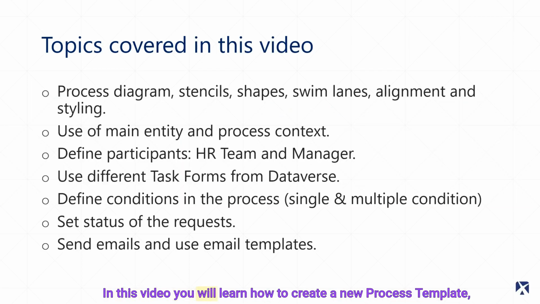In this video, you will learn how to create a new process template, use stencils, shapes, add swim lanes, align and style shapes. You will also learn to use the main entity and the process context. Use different ways to define activity participants using teams or dynamic queries. You will configure task activities to use different task forms from Dataverse. Also learn how to define conditions in the process, single and multiple condition. Learn to use the shapes to set status of the request, send email, and therefore use email templates. Remember, you can improve your knowledge with additional videos.